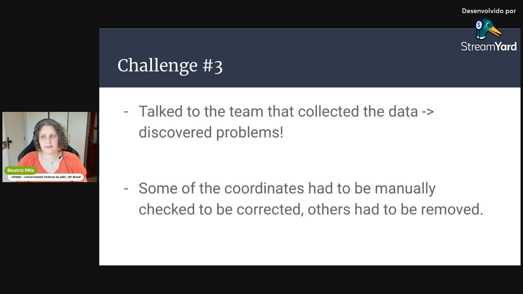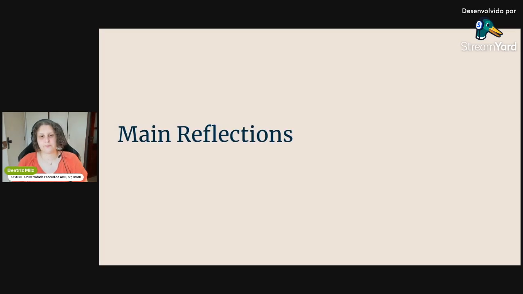One thing that we did is that I talked to the team that collected the data, and we discovered some problems. For example, while they were collecting data, when someone added their street name, sometimes Maptionnaire didn't show the street that is in Brazil, but showed a street in another continent, in Portugal, because we have some streets that have the same names. So some coordinates had to be manually checked to be corrected, and others had to be removed because we didn't find the corresponding street in São Paulo, for example.